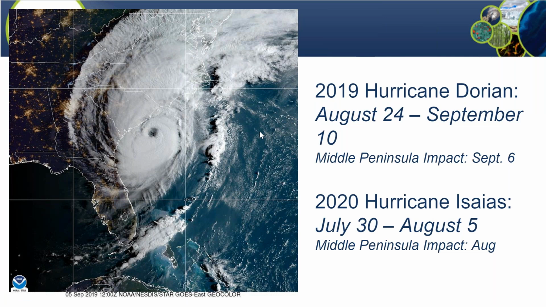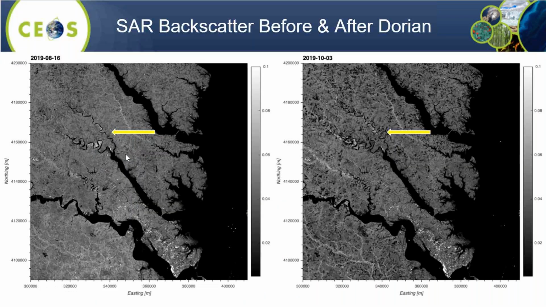So Rachel, who had spoken earlier, along with one of her counterparts that had worked here previously, Olivia Lay, had examined the amount of backscatter during Hurricane Dorian before and after. Next slide. And I'm just going to show an example of what some of her findings were. And this is over the Middle Peninsula area, or some of the rivers just north of there, where the arrows are pointing. This is a before and after.